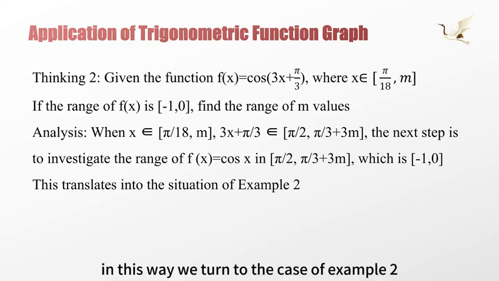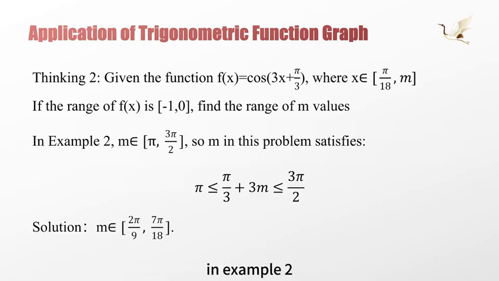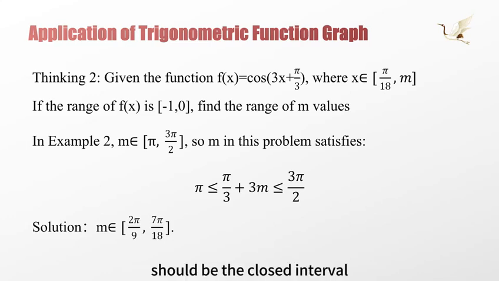In this way, we turn to the case of example 2. In example 2, we found that the value range is the closed interval from pi to 3/2 pi. Therefore, in our problem, 1/3 pi plus 3m should be greater than or equal to pi and less than or equal to 3/2 pi. We find that the range of m should be the closed interval from 2/9 pi to 7/18 pi.